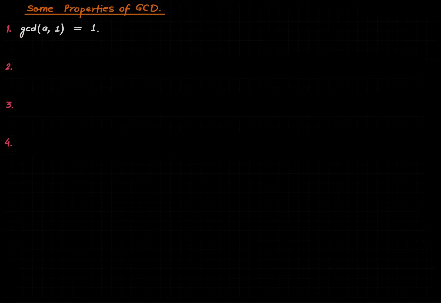If you have an integer a and 1, what is the GCD? What are the positive common divisors? 1 is the only positive divisor of 1, so the only candidate for GCD is 1, and of course 1 divides both, so 1 is the GCD. Very simple. So this is for all integers a. I should have written that. For all, oops.